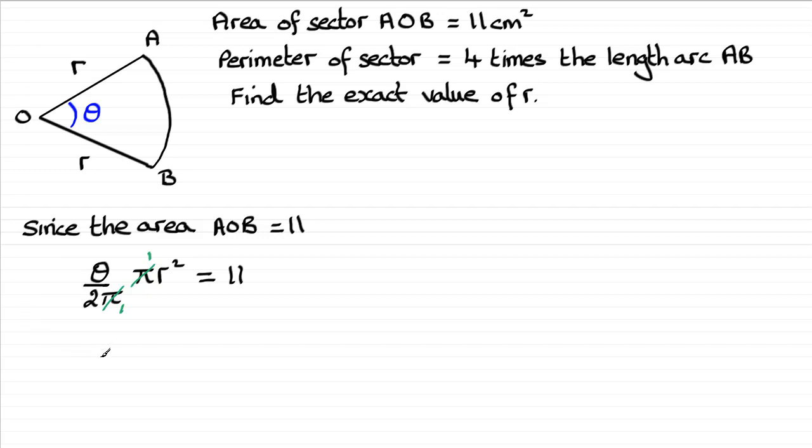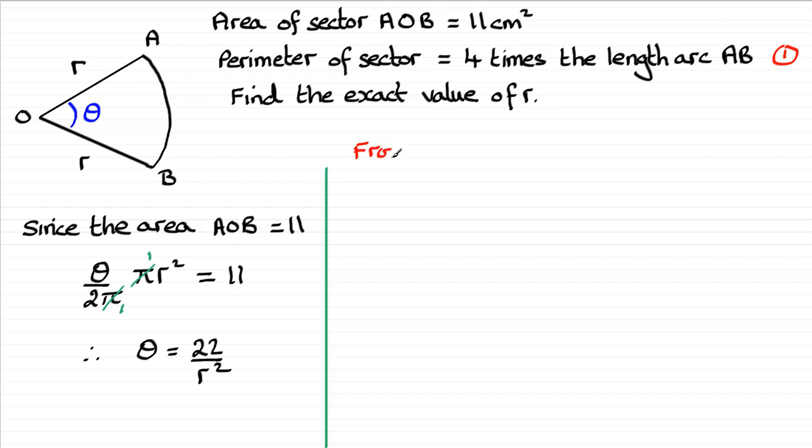Either way, it doesn't matter, you're going to get down to this equation, and we want to make theta the subject. So if I just multiply through by 2, that would be 22 there, and divide both sides by r squared, we get theta equals 22 over r squared. Okay, so that's our first equation for theta in terms of r. Now what I'm going to do now is just call this equation up here 1, and we're going to build from that. So we'll start up here and just say from 1. Okay, from 1, let's build up that equation.